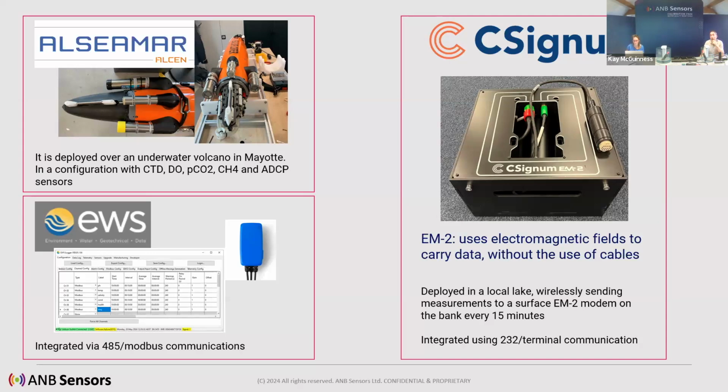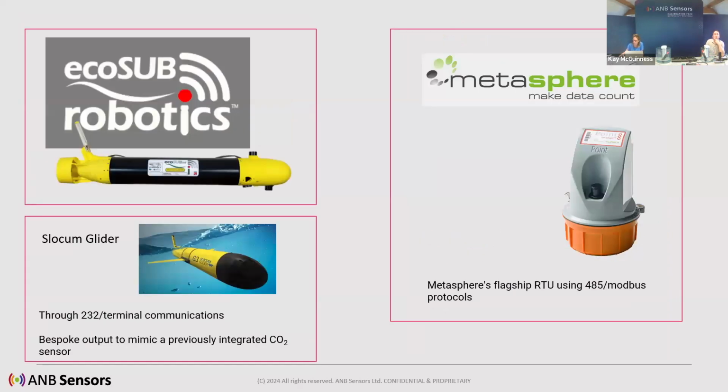This is a completely wireless telemetry unit, which you can deploy underwater. All data through the C-Signal package is transferred wirelessly to a surface, and the sensor is easily connected to the underwater platform. We've deployed it on an EcoSub mini AUV there, easily integratable through their 232 program.